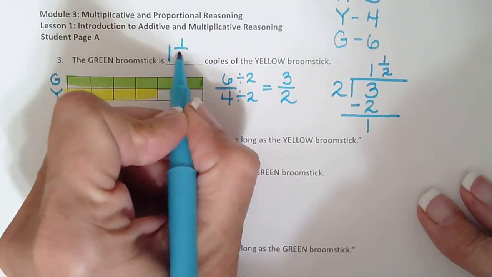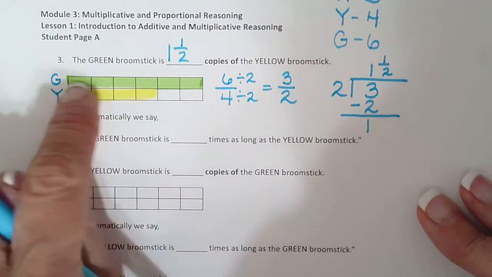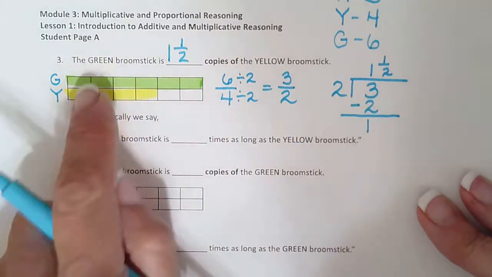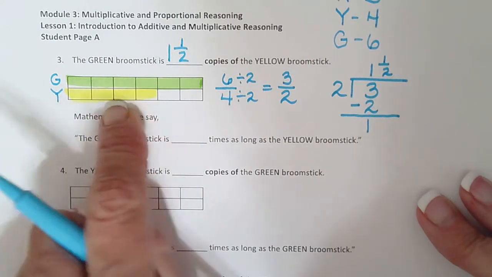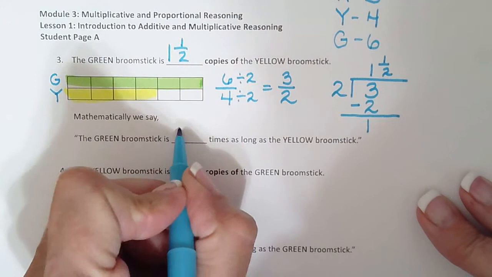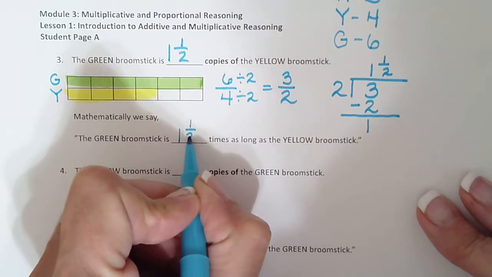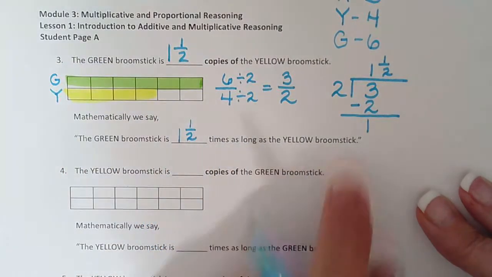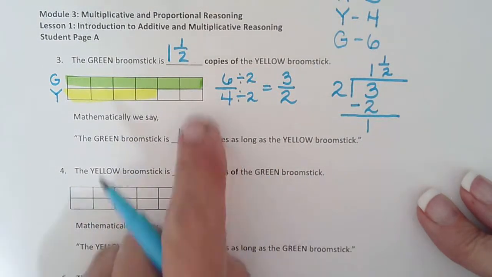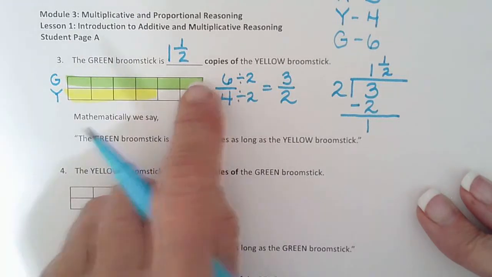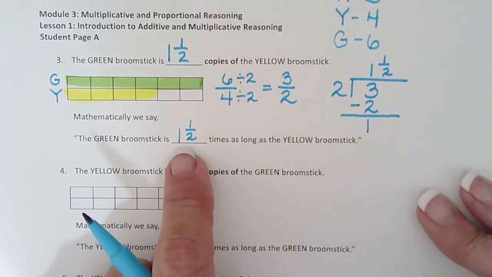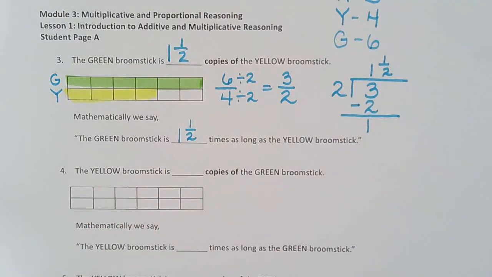And isn't that what we predicted here? The green is 1 whole yellow plus another half of the yellow. So the green broomstick is 1.5 copies of the yellow broomstick, or the green broomstick is 1 1/2 times as long as the yellow broomstick. Because it says times, we need to divide. So 6 divided by 4 simplifies to 3 halves. Then we divide it out and get 1 1/2 times.